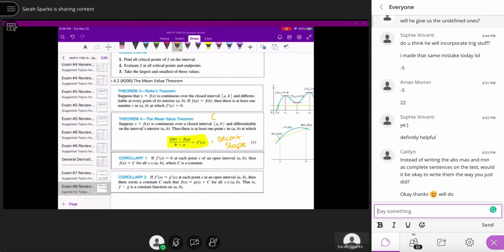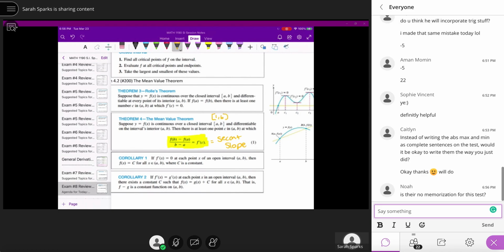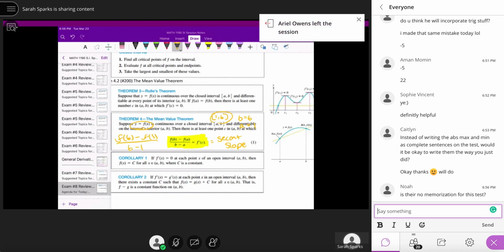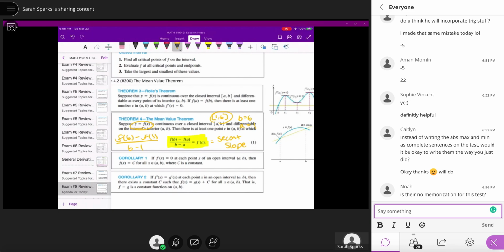Let's just say it's 1 and 6, right? If you want to find the secant slope, then you would plug in those values for your function, whatever your function is, and then plug in these values in the denominator. So your b would equal 6 and your a would equal 1. So you would have f of 6 minus f of 1 over 6 minus 1. You would solve for that. And then after that, you would take the derivative and set the derivative equal to this value to solve for c.